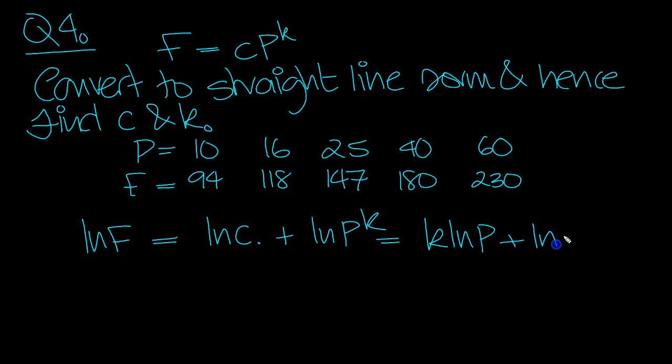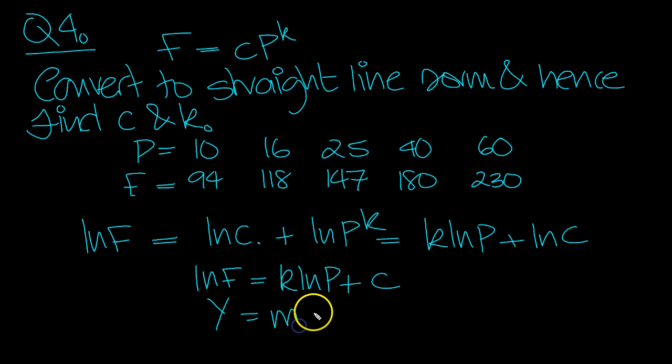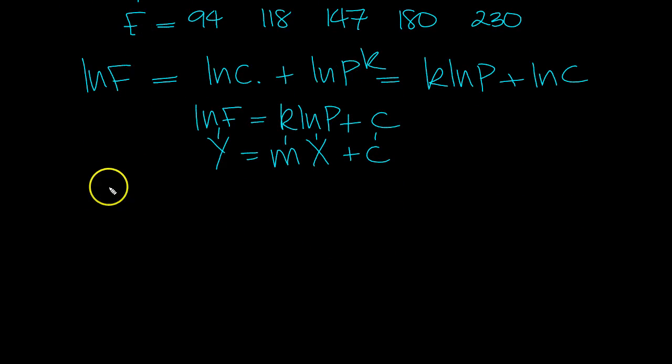Plus ln C. So we've got ln F is equal to K ln P plus C. Y equals mx plus c. So these are the correspondences then. So we need to plot y against x, x and y table. We need the xy's and we need the x squareds.